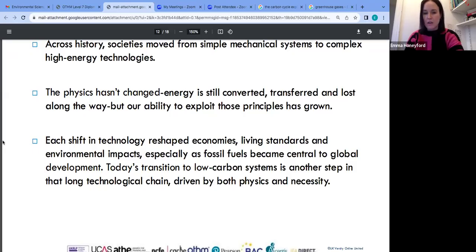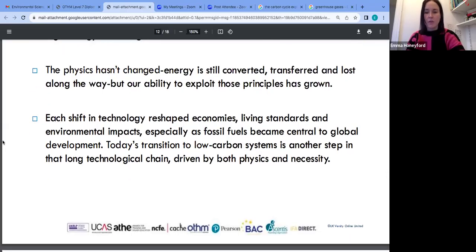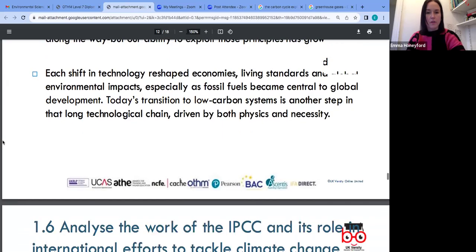So technology is all interconnected, and fossil fuels have become central to a lot of systems across the planet. We rely heavily on fossil fuels. So today's transition to low carbon systems is another step in that long technological train, driven by both physics and necessity. So it's important to have an awareness of all those different interactions.